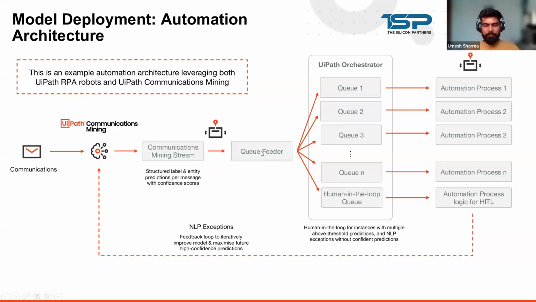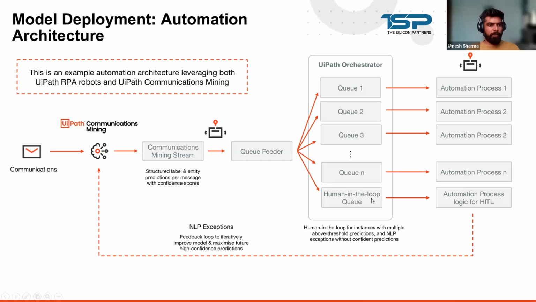Let's suppose the bot has extracted some information, including the account ID, approval status, or quotation number from the email. It can feed the data into the queue, right? It can also have some attachment name or attachment file location as well. And if you see at the last, we have a human in the loop queue as well. This is where we will have a document understanding process, which will extract the information from the document, because communication mining does not have the capability to extract information from email attachment documents and all of that.